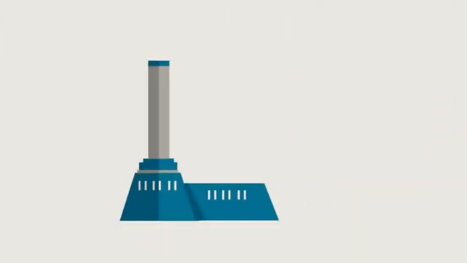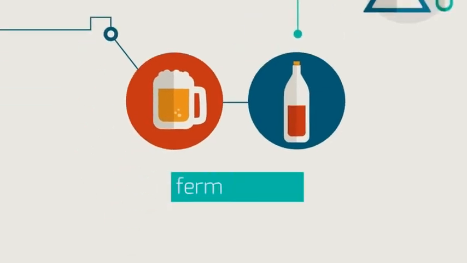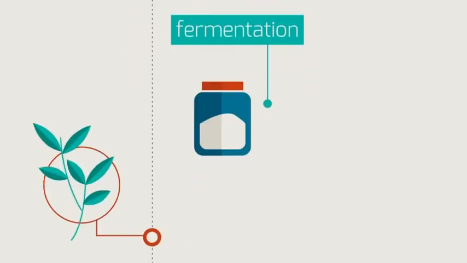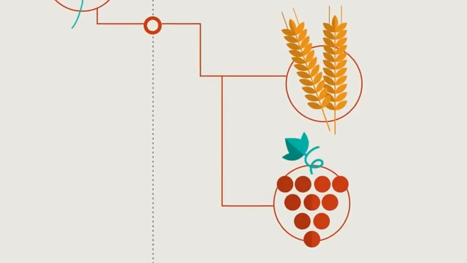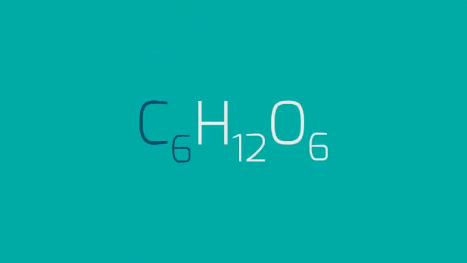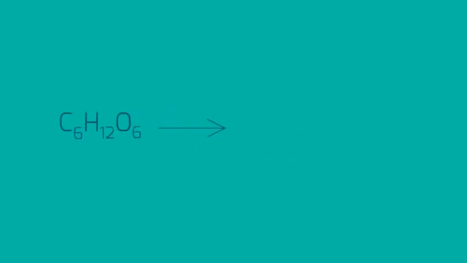The alcoholic drinks industry is huge, and making beer or wine requires science. The process for making alcoholic drinks is called fermentation. The reactant in fermentation is sugar. It comes from natural plant extracts, barley in beer making and grapes in wine making. These sugars have the general molecular formula C6H12O6. Fermentation converts them into ethanol and carbon dioxide.